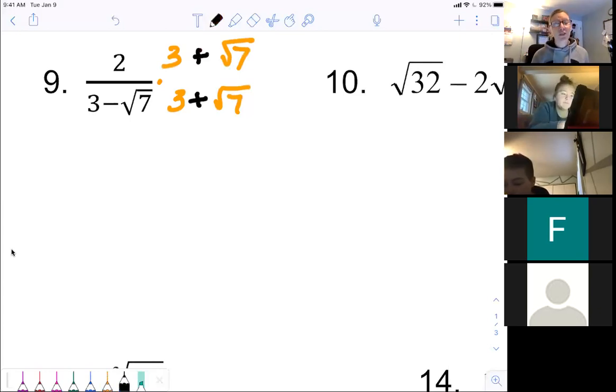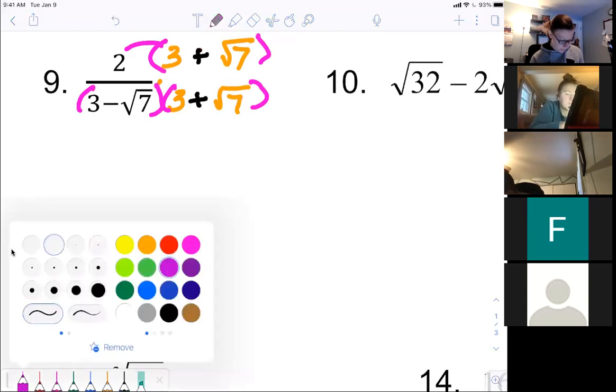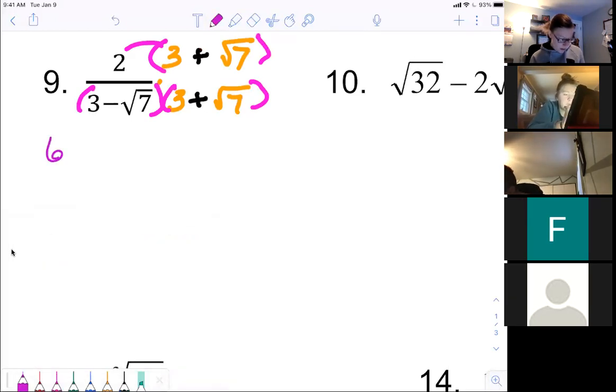So again, you're not just doing a radical root 7. There's a quantity there. We have to get rid of both pieces of that quantity, so we end up with one number. Just make sure that you are actually multiplying everything together. So you're taking 2 times 3 and 2 times root 7. So that ends up with 6 plus 2 root 7.